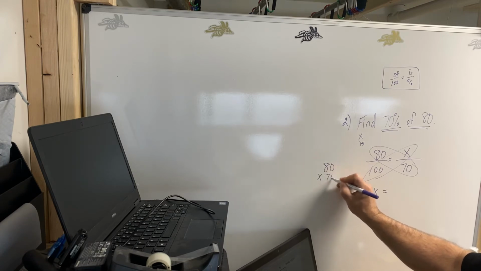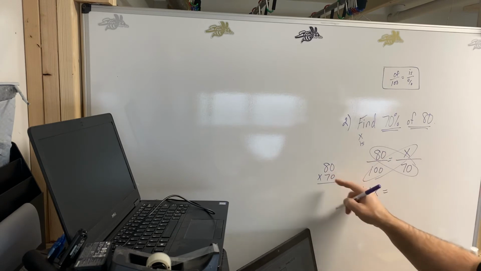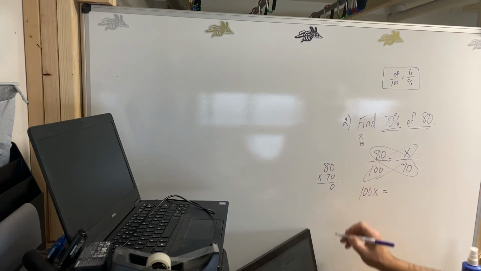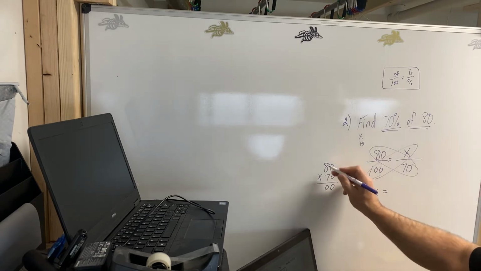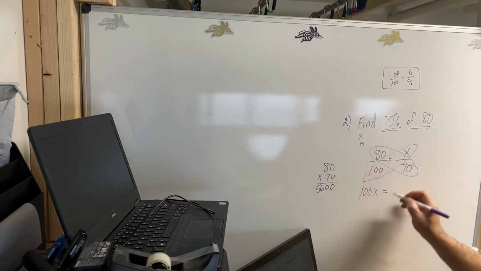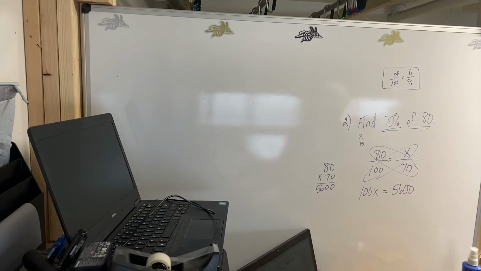80 times 70. 0 times 0, well, I'm not going to do that because 0 times 0 is 0, 0 times 8 is 0. I'm just going to put the 0 there for placeholder. 7 times 0, 0. 7 times 8, 56. 5,600. So, 5,600 is my answer over here.